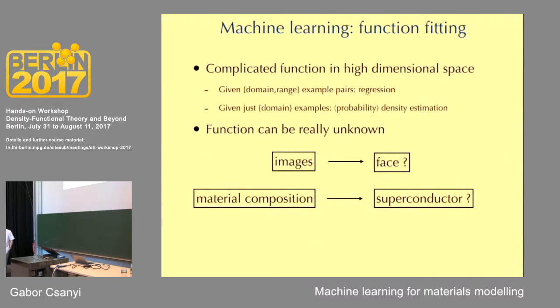Here's another example closer to materials science. If I give you a material composition and I ask you whether the resulting material is a superconductor or not. Again, we have examples.